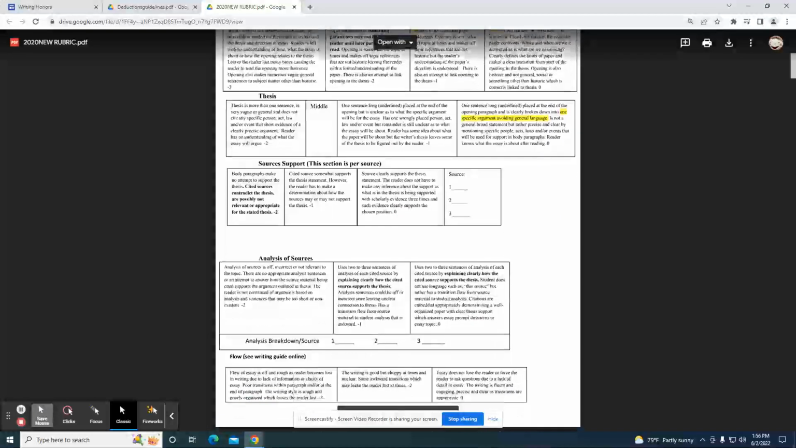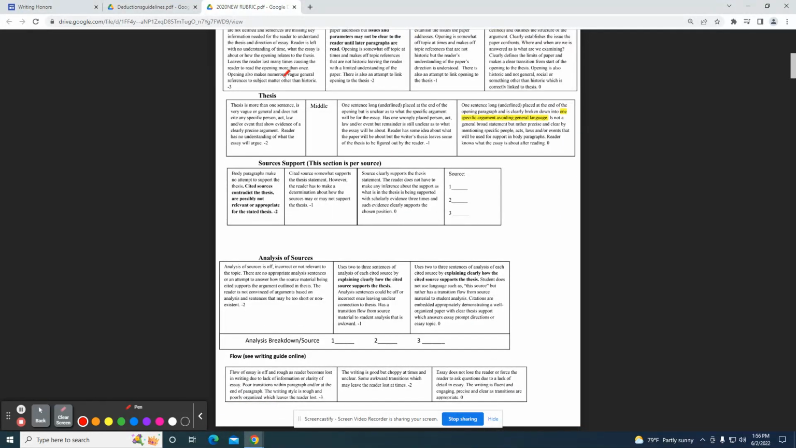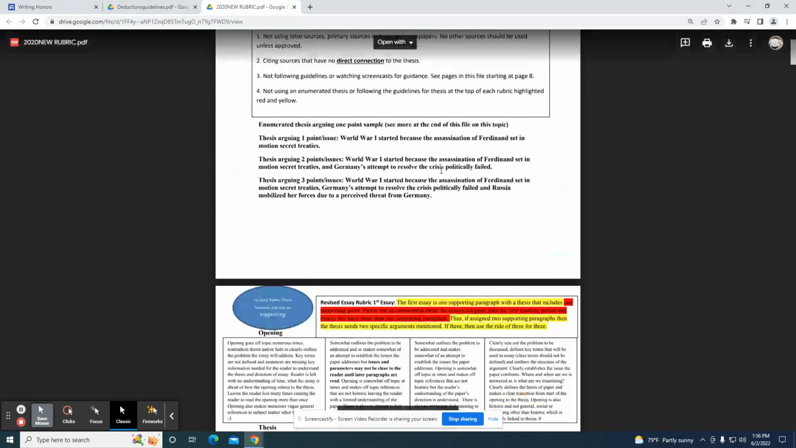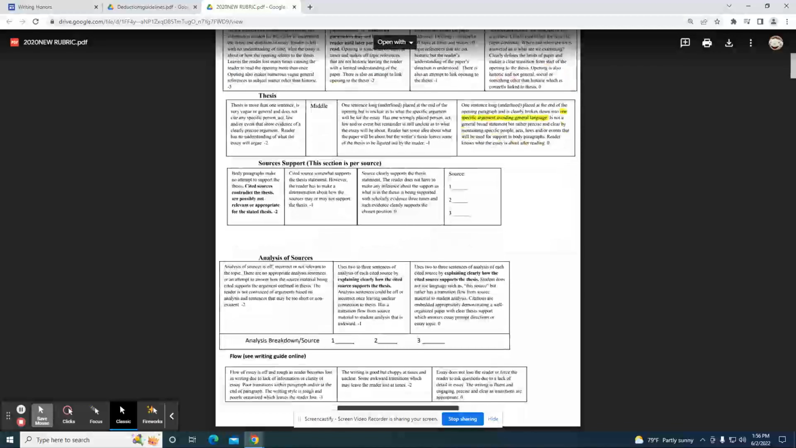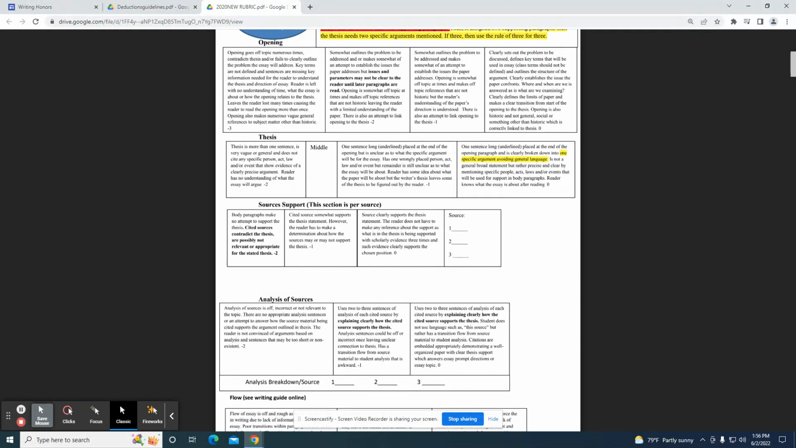So let's go down here, this section. So the assassination of Ferdinand, okay, I see a clear argument. They didn't make it, as I read, World War I started because of many events, and those many events led to World War I. That thesis really doesn't say anything. But the thesis that I outlined here about the assassination of Ferdinand, set in motion secret treaties, that right there seems to be a clear thesis that could be supported. And it has some clear focus. I'm just looking at this one particular assassination.